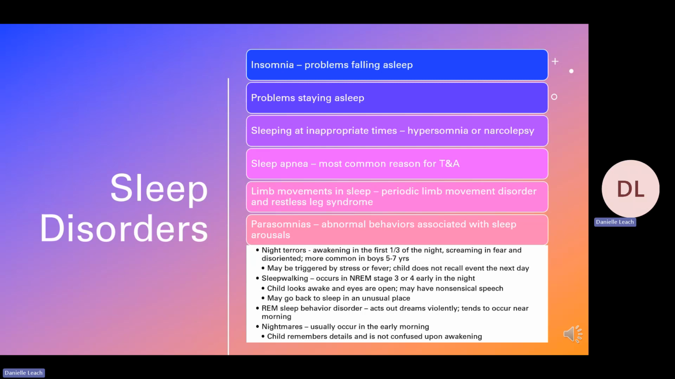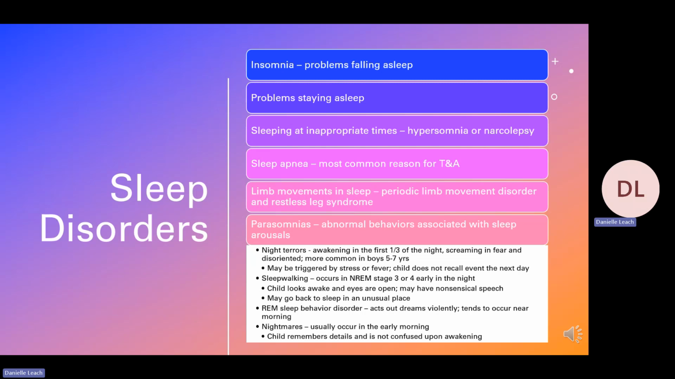So children can have insomnia just like adults, could be transient or chronic, where they simply just have problems falling asleep. They can also have problems staying asleep, so they could be awoken throughout the night several times, or maybe they're waking up very early in the morning, like inappropriately early. Also, sleeping at any inappropriate times. Examples could be hypersomnia, where they have excessive sleepiness, or narcolepsy, where they have excessive sleepiness along with daytime sleep attacks.